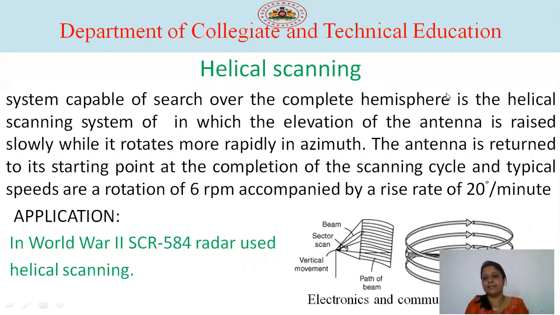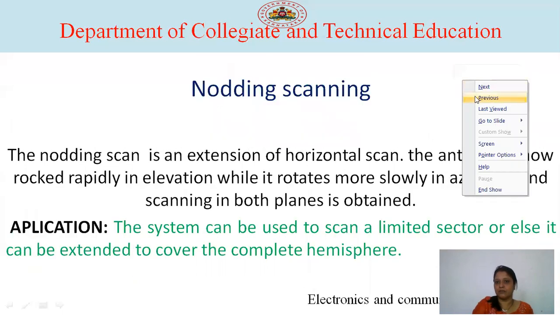Next one is the helical scanning. This system is capable of searching over the complete hemisphere. It is a scanning system in which the elevation of the antenna is raised slowly while it rotates more rapidly in azimuth. What do we mean by this? Vertically it is moved very slowly, but horizontally the movement is very fast. The antenna is returned to its starting point at the completion of the scanning cycle. For example, just go through those waveforms here.